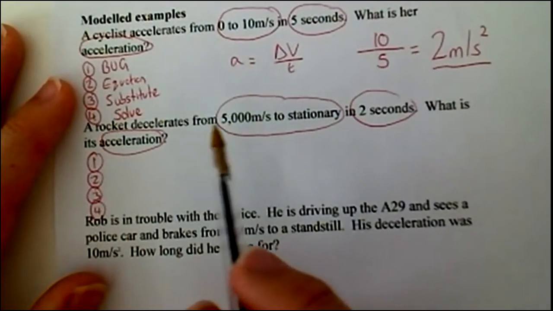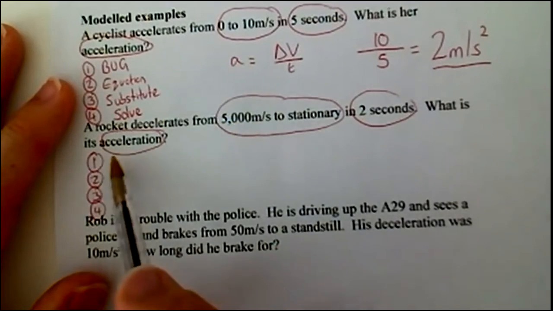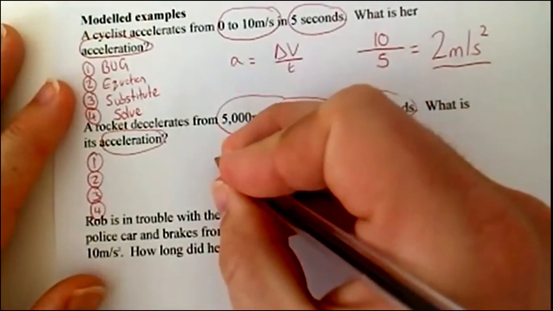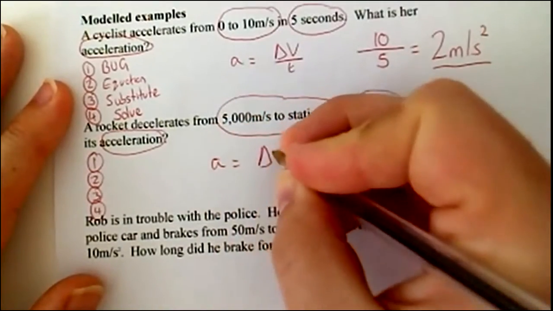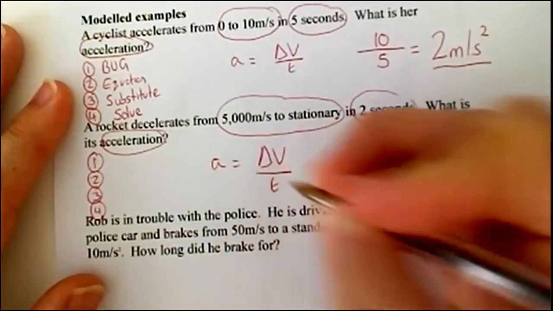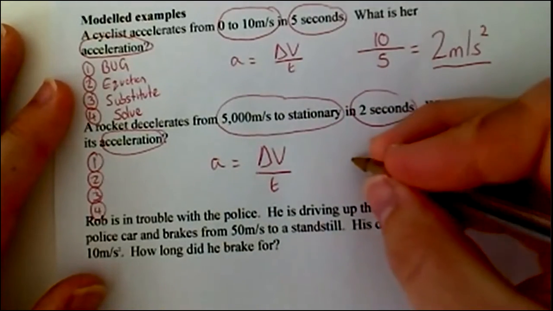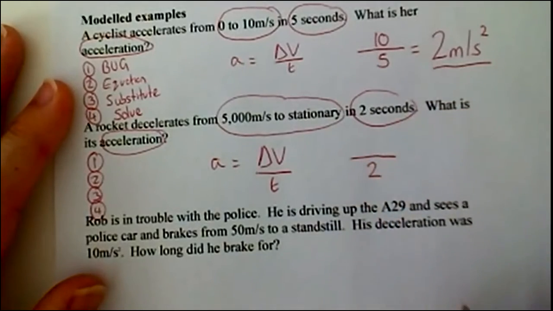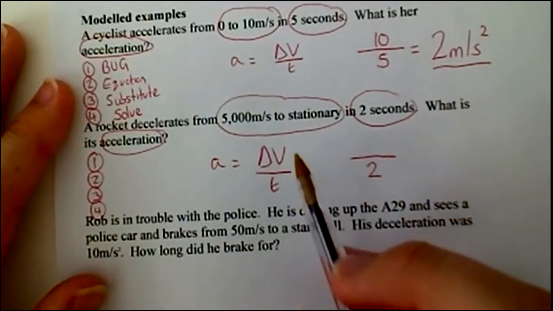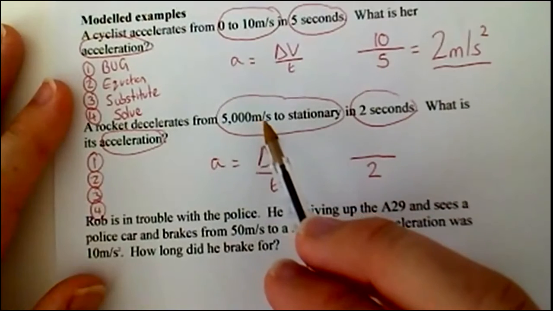So first of all, step 1 is bug. Step 2, the equation. Again, you should be doing this from memory. So time, straight away, easy, 2 seconds. So we know that t is 2. Change in velocity. It's gone from 5,000 to stationary.